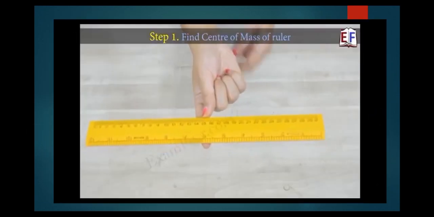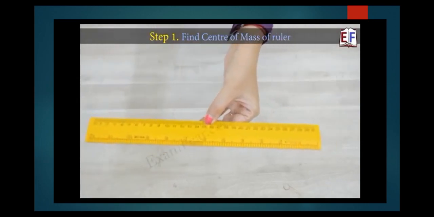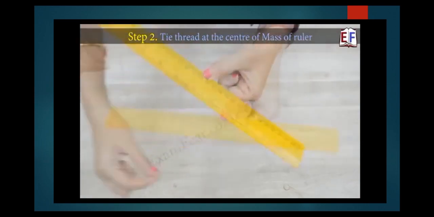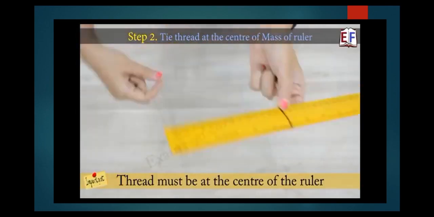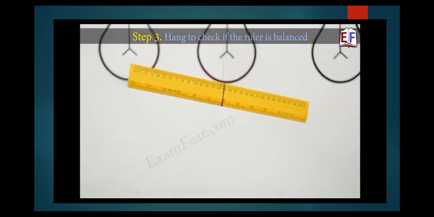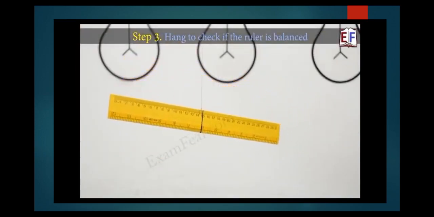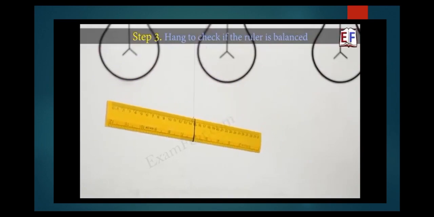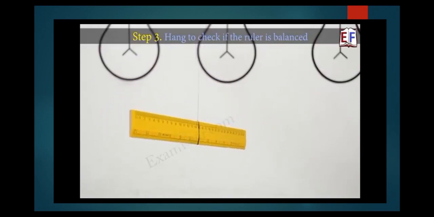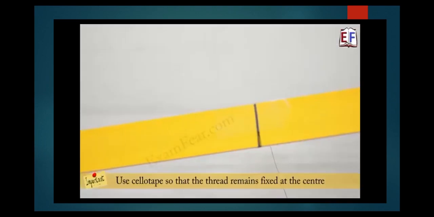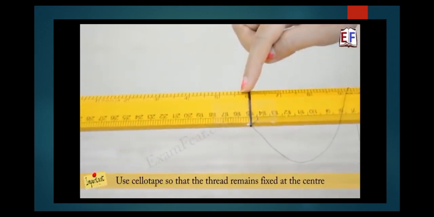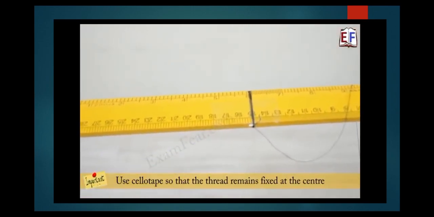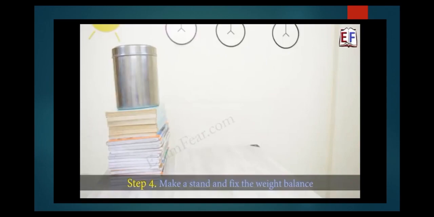So our first step is take a scale and find the center of its mass. Now our second step is tie a thread at the midpoint of the ruler. Our third step is hang it to check if the ruler is balanced, कि क्या ये scale balance है या फिर नहीं है. Okay, so our fourth step is make a stand. अपन को क्या करना है? इसके लिए एक स्टैंड बनाना है ताकि अपन इसके दोनों एंड्स पे बैलून्स को लगा सके. So make a stand and fix the weight balance.